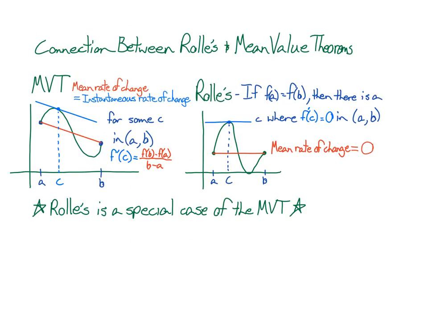Here's the connection between Rolle's theorem and the mean value theorem. Mean value theorem, the mean rate of change or average rate of change is the instantaneous rate of change for some value of c. Rolle's theorem, the mean rate of change just happens to equal 0. So I know there will be somewhere where the derivative equals 0. Okay, that's the connection. It's just a special case here.